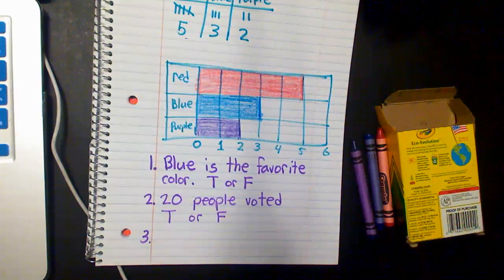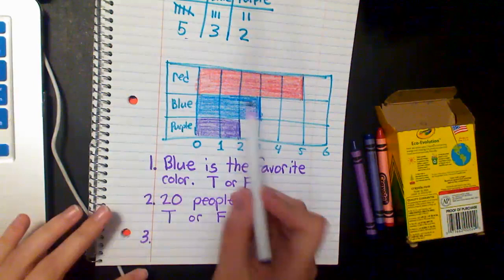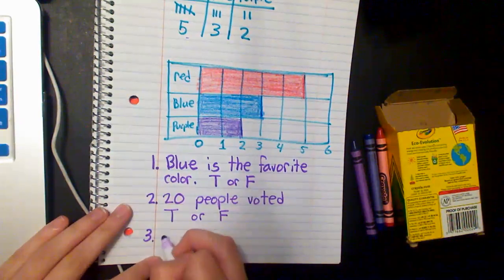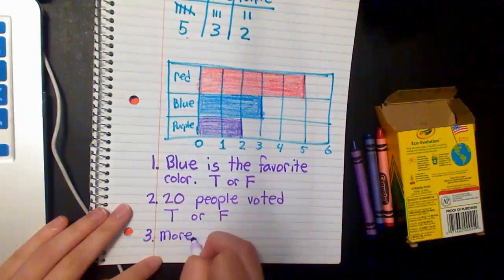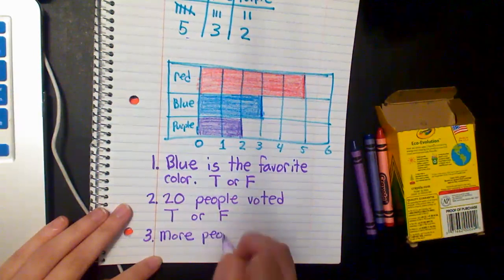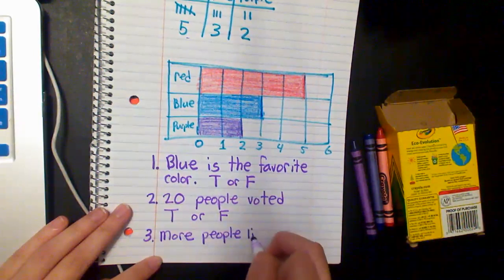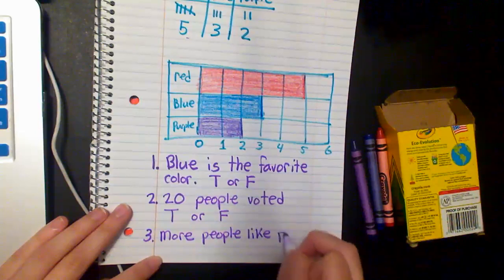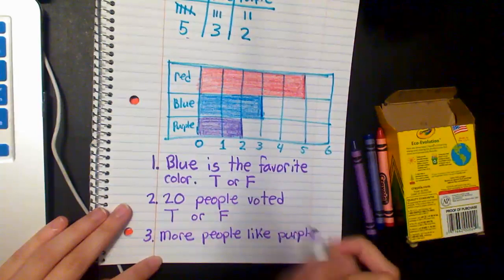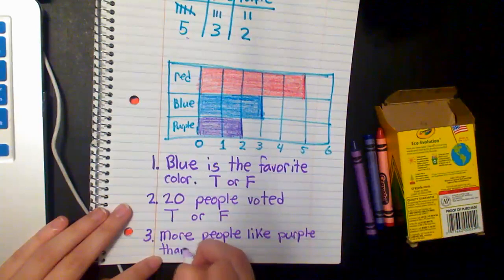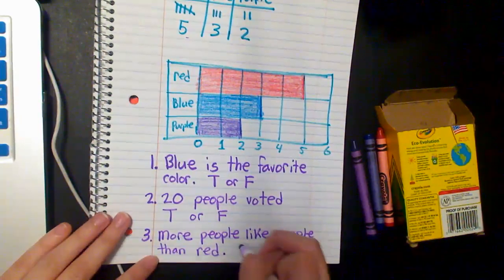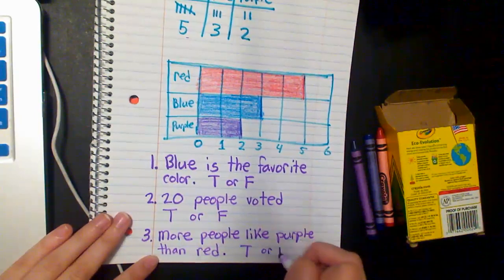Our last question for this graph is that we're going to compare two colors. So in our graph, we're going to write, for our question number 3, more people like purple than red. Okay, so for this one, you're either going to circle true or false.